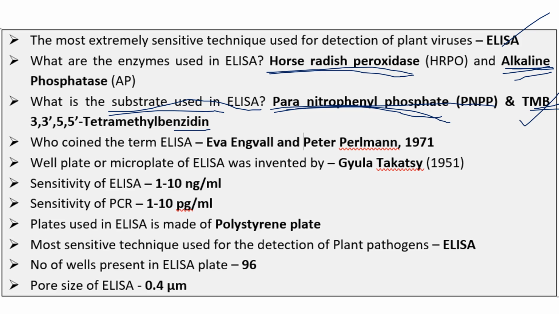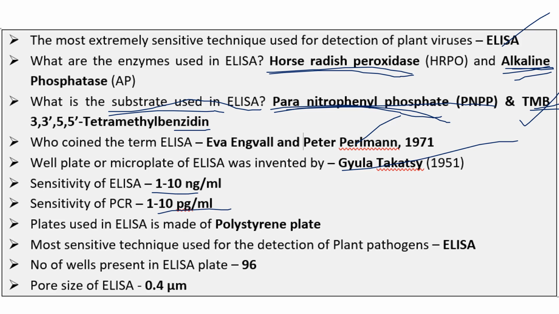So who coined the term ELISA? Engvall and Peter Perlmann, 1971. The well plate or microplate of ELISA was invented by Gyula Takátsy, 1951. Sensitivity of ELISA is 1 to 10 nanogram. Sensitivity of PCR is 1 to 10 picogram.